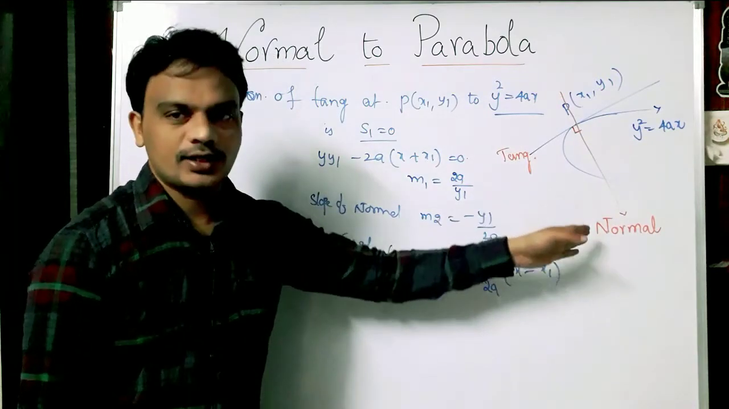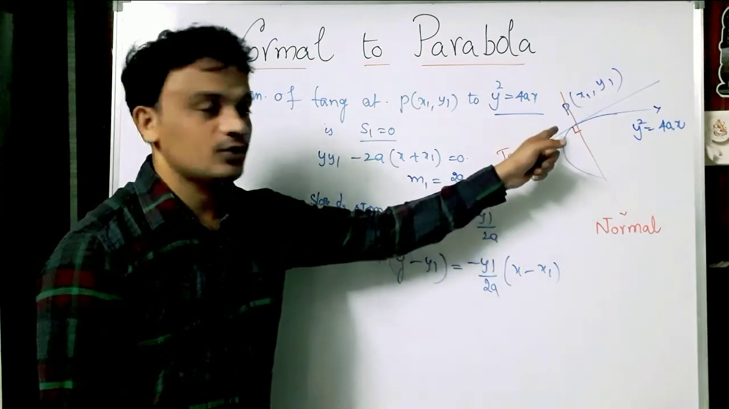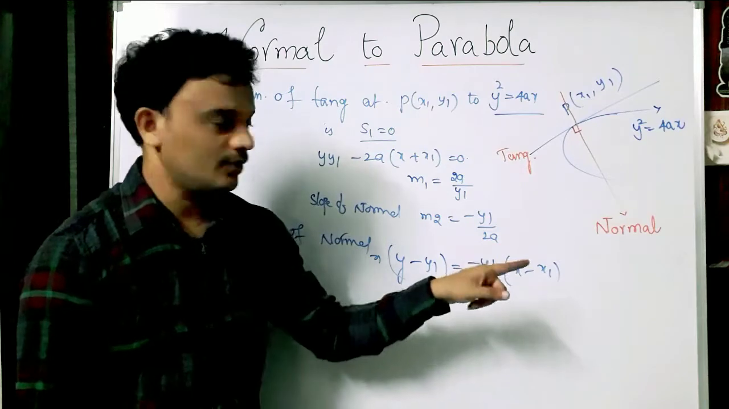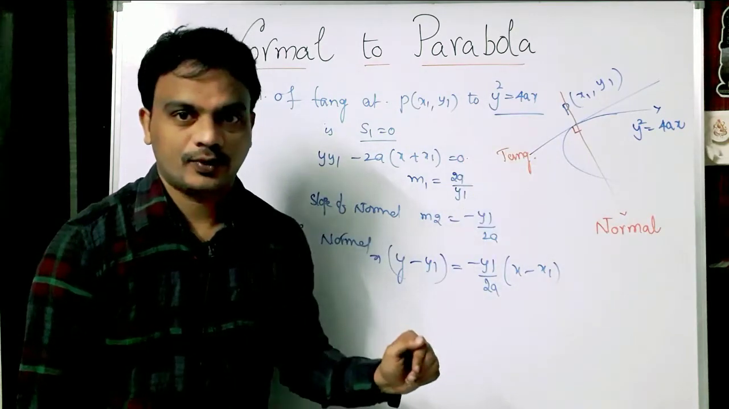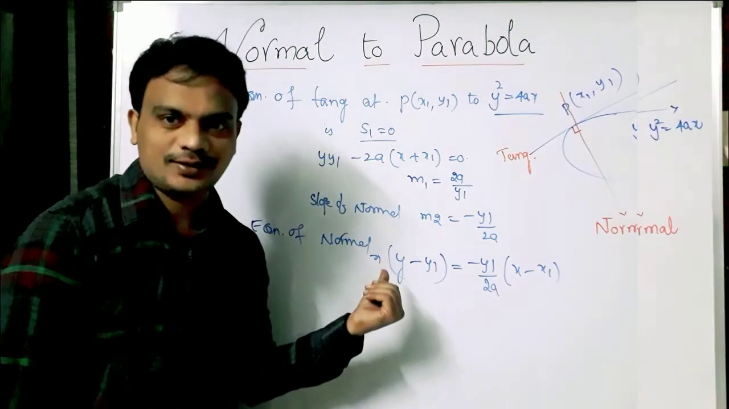Next we are going to discuss the different forms of the normal: the equation of the normal at the point in parametric form, and the equation of the normal in slope form. We will discuss that, so please make a note of this.